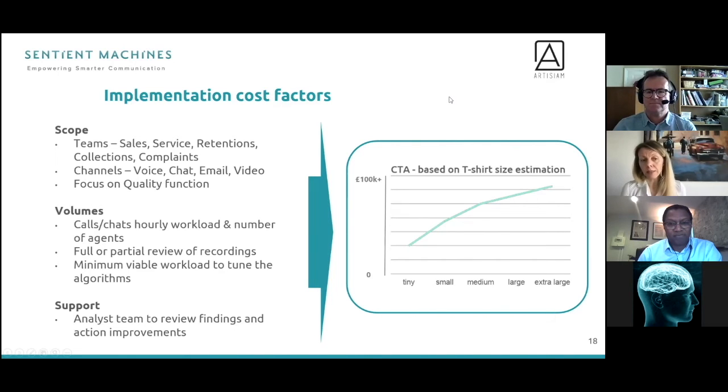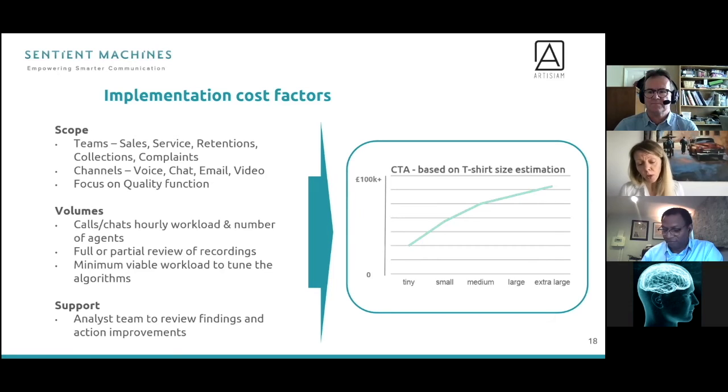Also, it does depend on whether you want to do a full review. So what I mentioned previously in the example, 100% call monitoring, do you want to include emails in that as well, chat, or do you want to just do a partial review and so on.